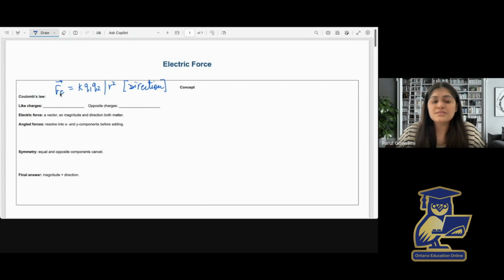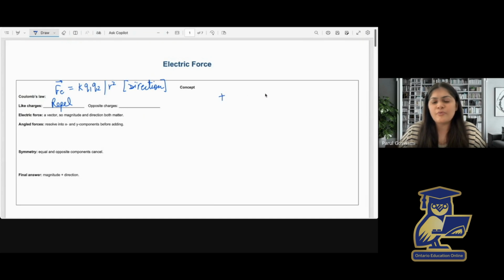So this will give us the magnitude of the electric force, and since force is a vector quantity, we need the direction. Now, the direction of the force depends on the signs of the charges. If we have like charges, two positive charges push away from each other and two negative charges also push away from each other. So like charges repel, and since these like charges push each other, we will get the direction of the force.